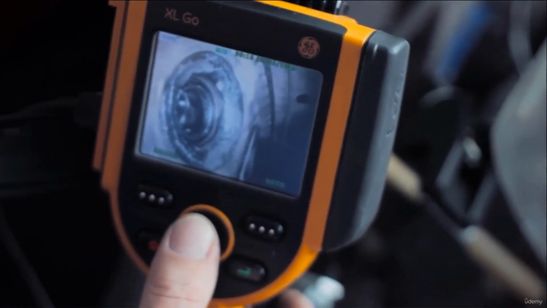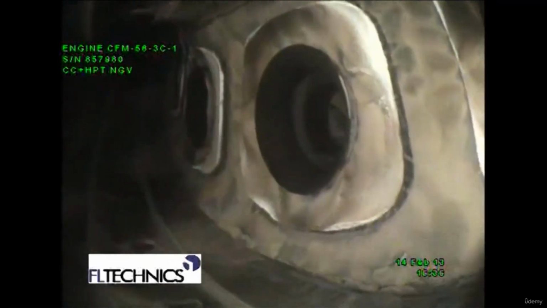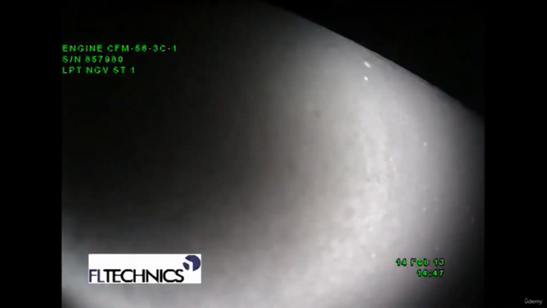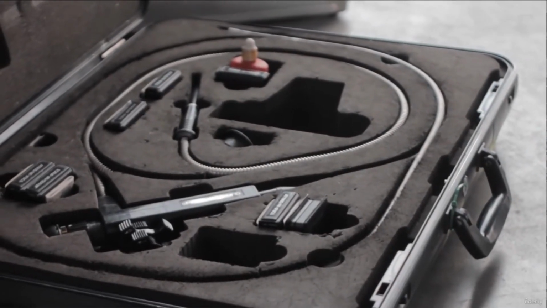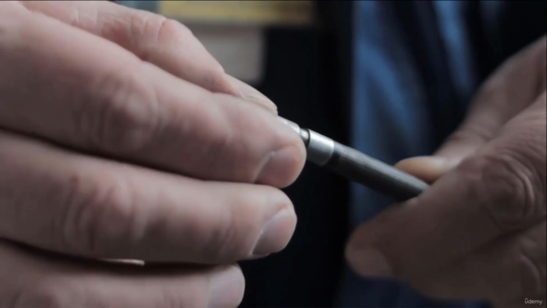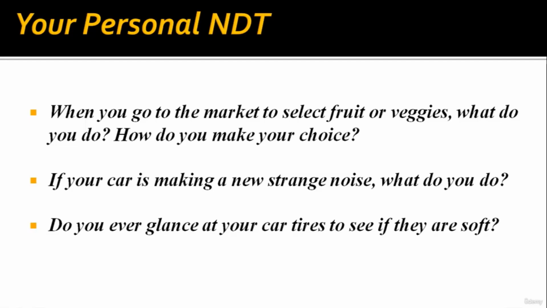Let's take a few examples of how we perform non-destructive testing in our day-to-day life. It's very interesting. Think about it: when you go to the market to select fruit or vegetables, how do you make your choice? If you pay enough attention, you would find that you look at all the fruits and vegetables, whatever you want to buy, and based on color and freshness, you decide what to buy or not. This is an example of visual testing.